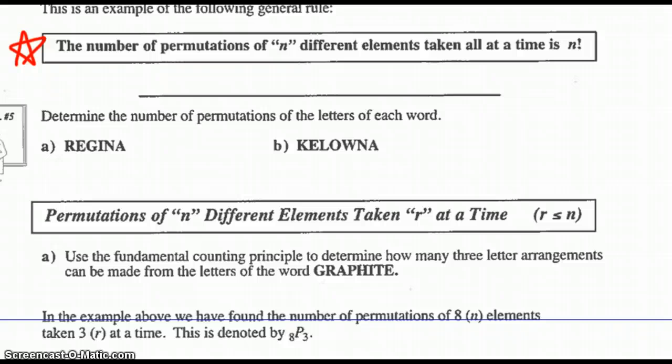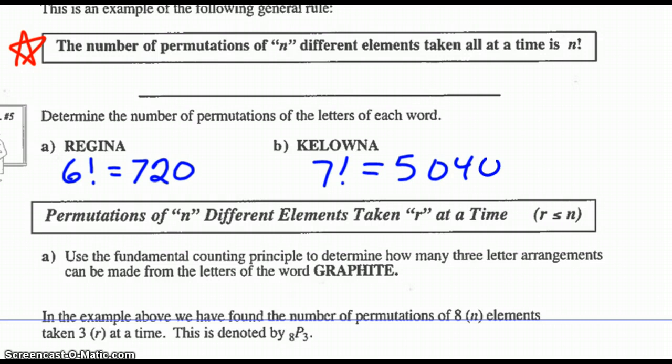Determine the number of permutations of the letters of the word Regina. Well, there are 6 letters in the word Regina. If we're going to use all of them, that would be 6 factorial. On your calculators, that would be 720. Actually, sorry, Regina has 7 letters, so that'd be 7 factorial. The solution to 7 factorial with your calculators is 5,040.